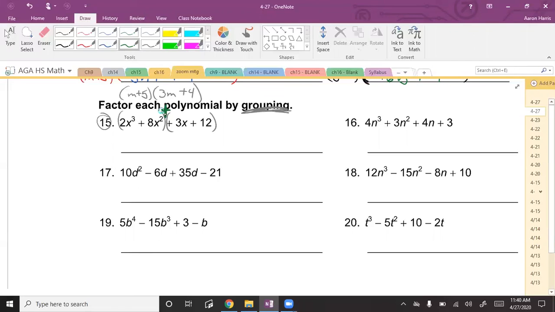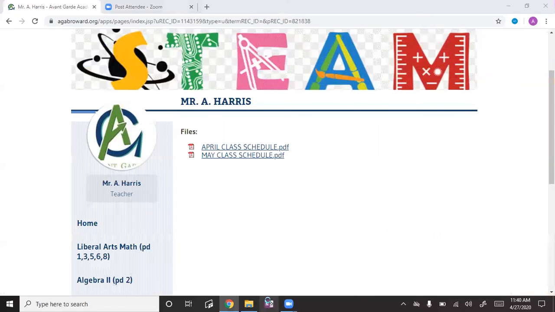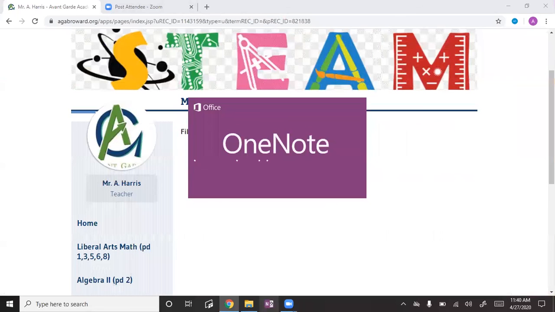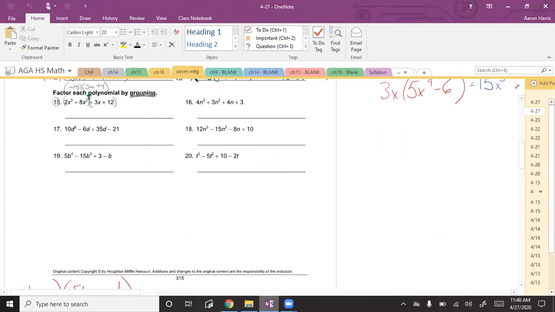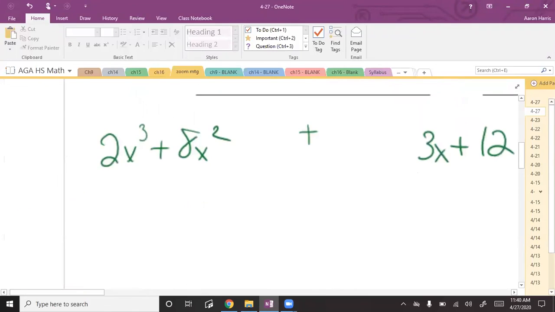So now this is what we're going to do, Nubia. We are going to restart this program, and then we're going to do the left side, and then we're going to do the right side, okay? So the left side says 2x cubed plus 8x squared. The right side says 3x plus 12. And once we factor them, we're going to add them together. Remember that addition sign, okay? So let's factor just this side.